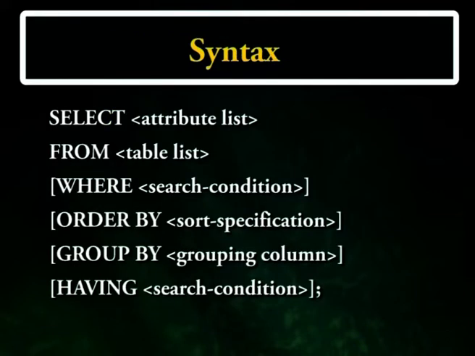The syntax of the select statement is as shown: select attribute list from table list where search condition, order by sort specification, group by grouping column having search condition. So, in this syntax, the keyword select is used for specifying the retrieval, or we can say fetching action.